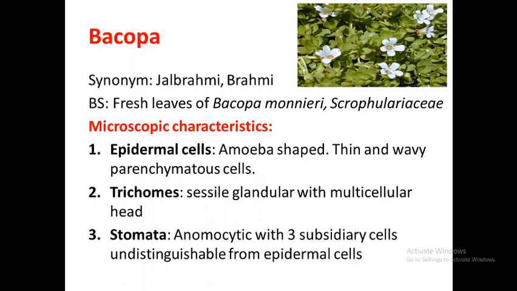The second plant, that is Bacopa, which is also known as Jal Brahmi or simply Brahmi. These are the fresh leaves of Bacopa monnieri belonging to family Scrophulariaceae. So the microscopic characteristics of these Bacopa leaves consist of epidermal cells, which are amoeba shape, and thin and wavy parenchymatous cells. So these Bacopa consist of sessile glandular trichomes with multicellular head and anomocytic stomata with three different subsidiary cells. The most important thing, these three different subsidiary cells are undistinguishable from the epidermal cells in Bacopa.